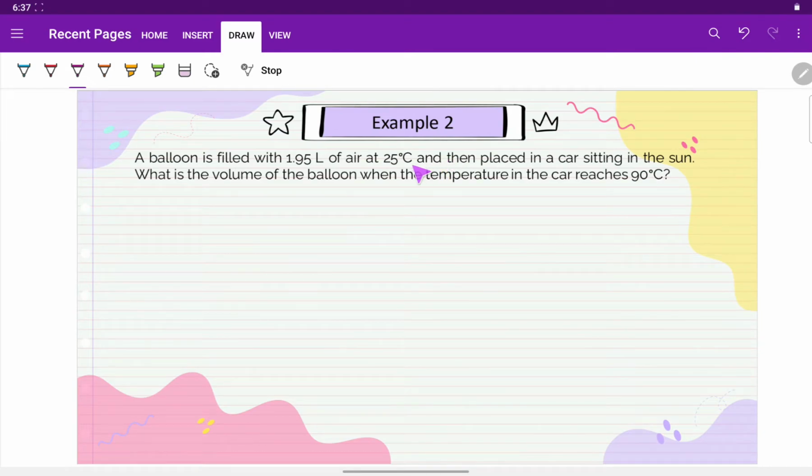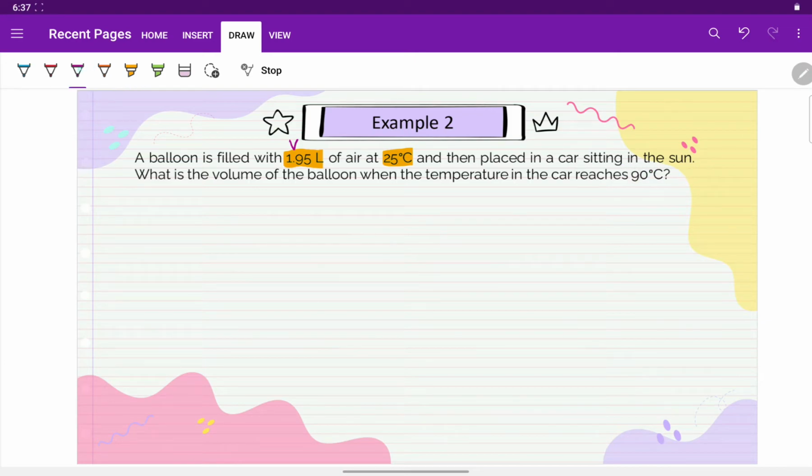Now, let's move on to the second example, example 2. So a balloon is filled with 1.5 liter of air. So saya terus highlightkan siap-siap dekat sini. So kita ada volume dekat sini. Kemudian of air at 25 degrees Celsius and then placed in a car sitting in the sun.